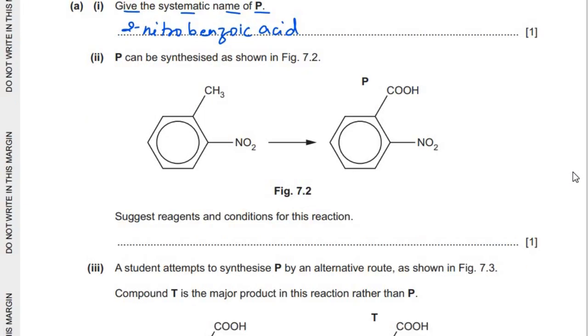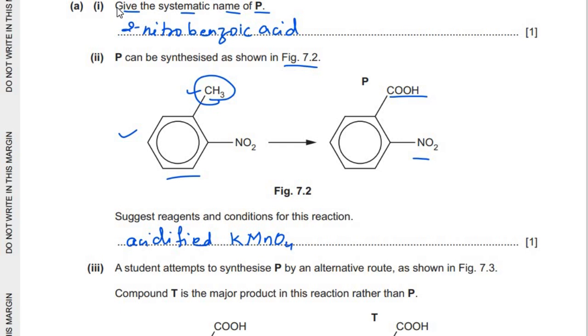The second part is P can be synthesized as shown in figure 7.2. P is here and here. From the compound shown here, the P compound is synthesized for carboxylic acid on the benzene, which was first present as methyl group on the benzene. Now, to change the methyl group to carboxylic acid, that's actually an oxidation reaction, and that occurs when an acidified or even alkaline will do, acidified KMnO4, that is potassium manganate solution, along with heat and reflux, it is done. Then the methyl group is oxidized to carboxylic acid on benzene ring.